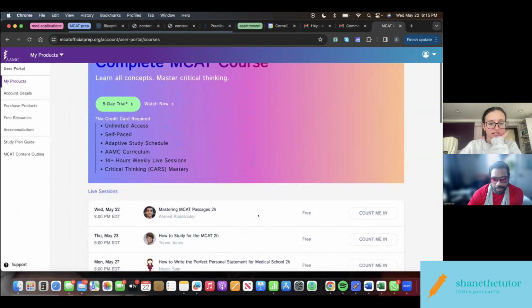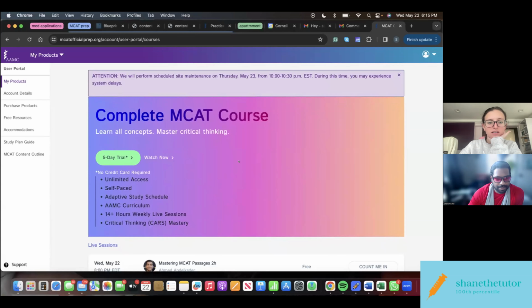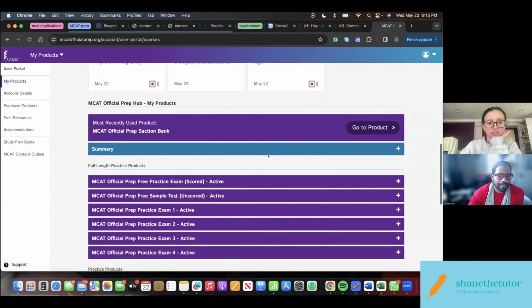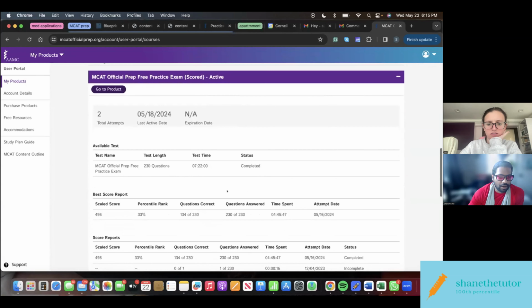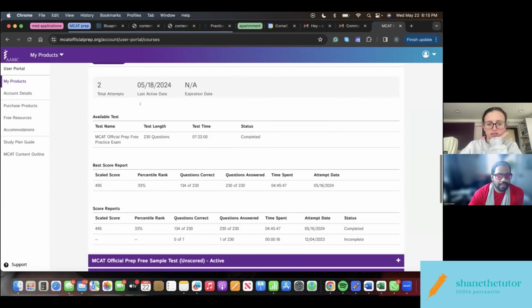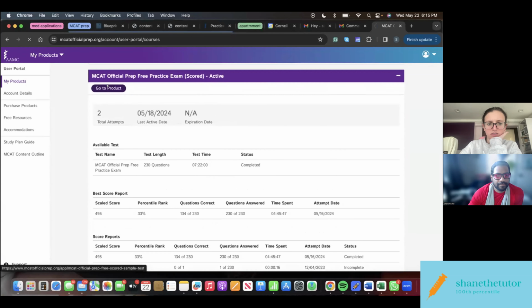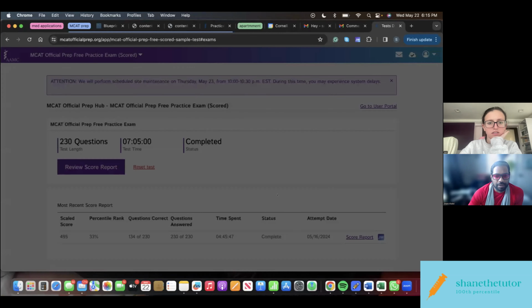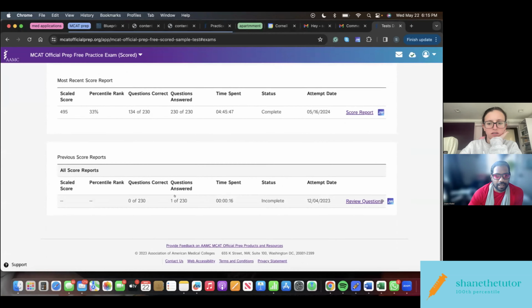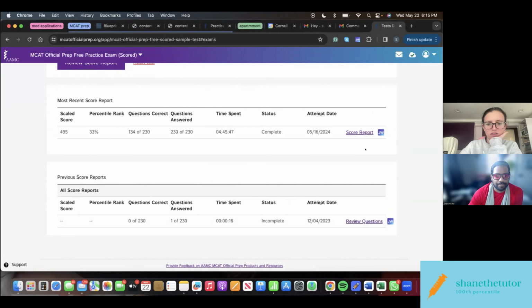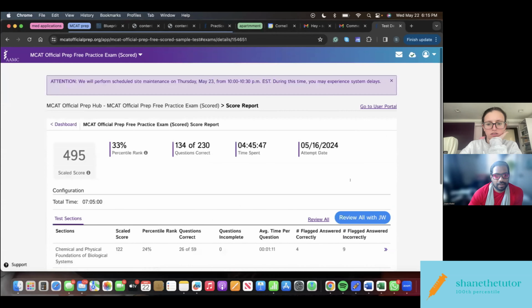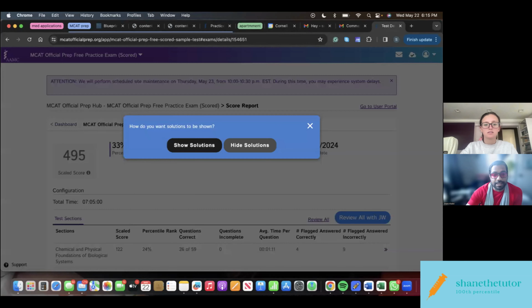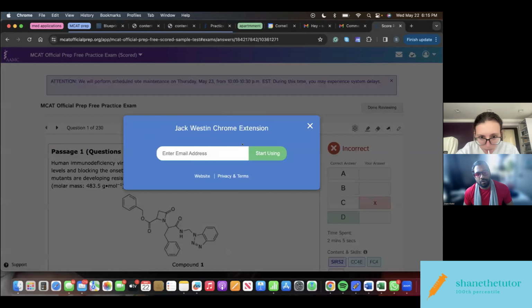Okay, so let's scroll down. Which test was it? You can open it up, whichever test it was. This one. All right, go to product. Then it should be a big blue button. You can click on it. And now you can hit show/hide solutions.